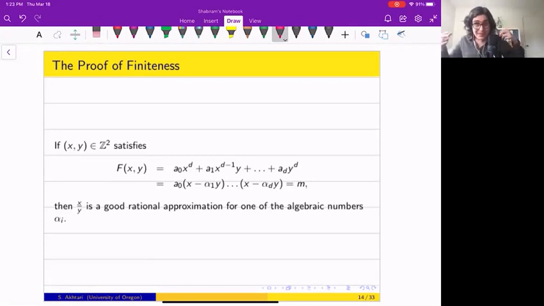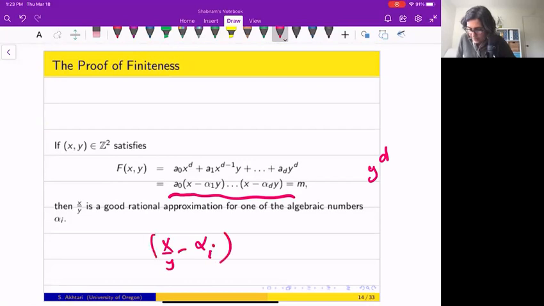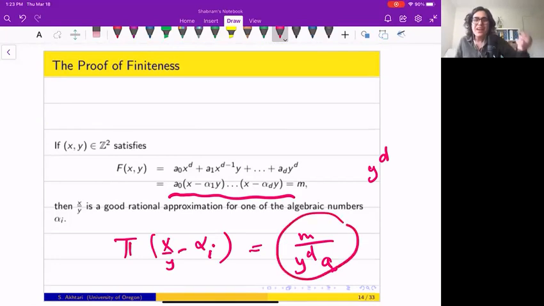If you factorize your form over C, you get something like this, right? The idea is that if you divide both sides by y to the d, you get things like x over y minus alpha i, and you have y to the d here and a naught. The whole point is that when you have a bunch of things multiplied together giving you a bounded number, one of these factors has to be small. That is the main idea: one of these x over y, as a rational number, has to approximate an algebraic number. So once you reduce your problem to a two-variable equation, you have a wealth of information that comes from the approximation of algebraic numbers by rationals.